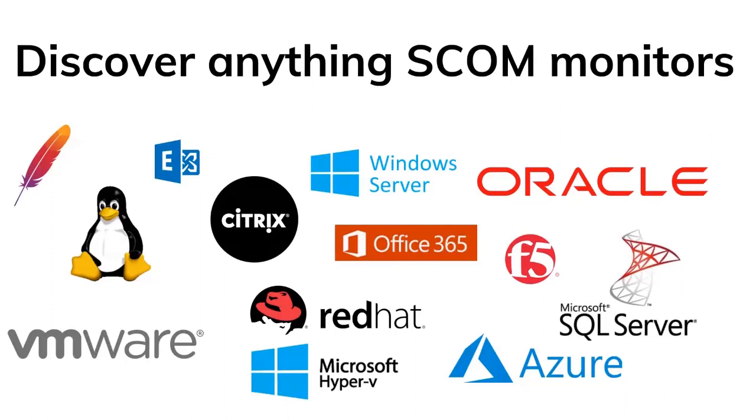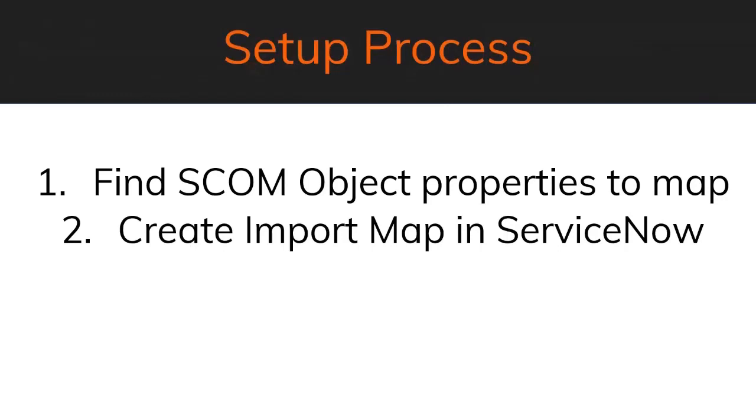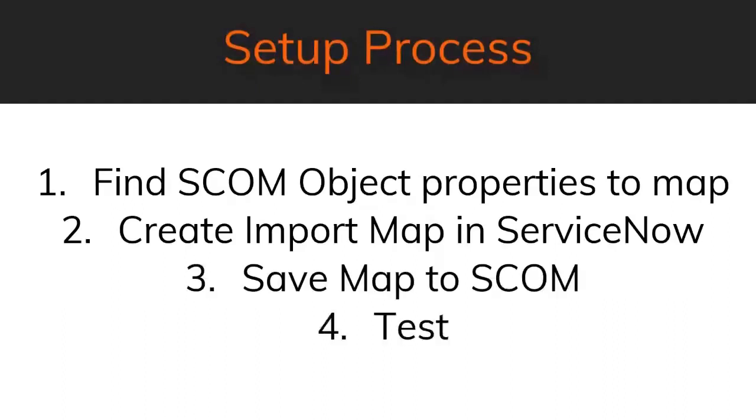As far as getting set up is concerned, it's really, really straightforward. It's kind of a 3-4 step process. So first in SCOM, you find the SCOM objects you want to push through to ServiceNow and find the properties you want to push through with those objects. And then you create an import map in ServiceNow. So this basically maps the SCOM objects and their properties through to configuration item classes along with their attributes. Then you save that map into SCOM and you test the thing. And if it's all good, you turn it on. And that's it, basically.